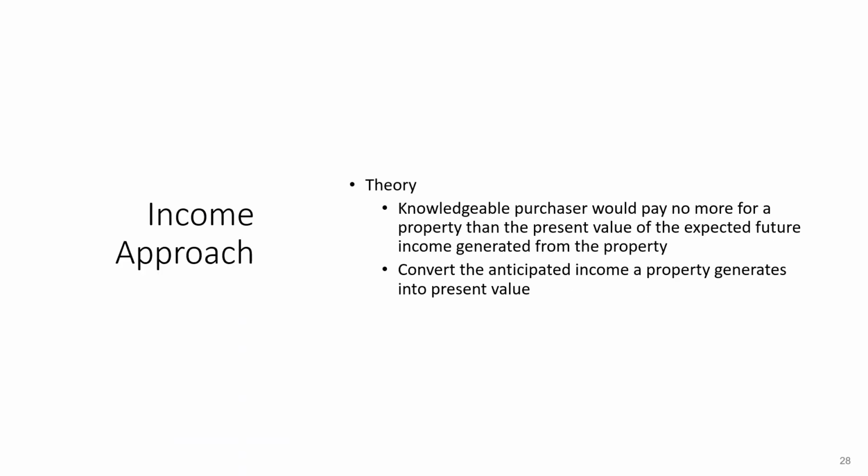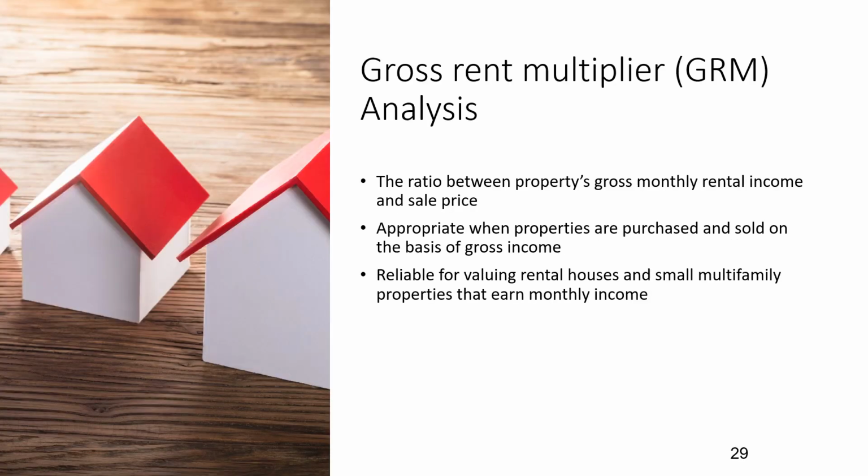And the income approach, the theory is a knowledgeable purchaser would pay no more for a property than the present value of the expected future income generated from the property. You're going to convert the anticipated income a property generates into a present value. Gross rent multiplier analysis is the ratio between the property's gross monthly rental income and the sales price. It is appropriate when properties are purchased and sold on the basis of gross income. It is reliable for valuing rental houses and small multifamily properties that earn monthly income.